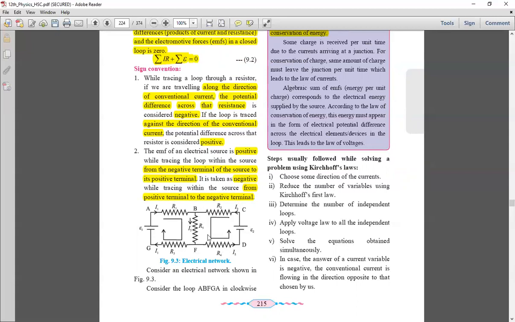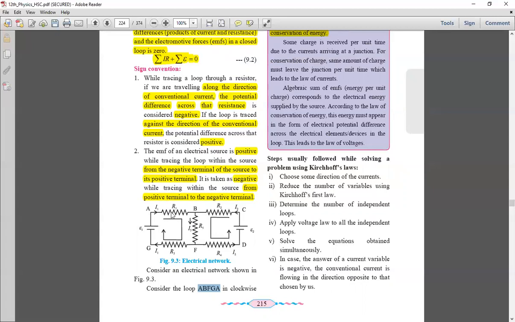In Kirchhoff's second law, first identify how many loops are in the given circuit. Here we consider the loop ABFGA. So what is the sign convention? In this loop ABFGA, there are three resistances, R1, R5 and R3, and one cell. Across these three resistances there will be a potential difference.